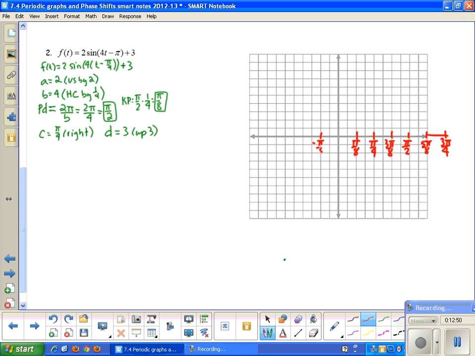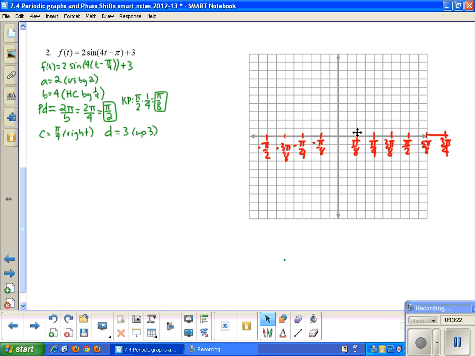So this would be negative pi over 8, negative pi over 4, negative 3 pi over 8, and negative pi over 2. And again, I usually use my key points and my phase shift to help me determine whether it's a good idea to put my key points on my graph from my period, or to look at my phase shift, because sometimes it might not be a nice phase shift if it doesn't go exactly by your key point. So sometimes you'll just have to estimate.